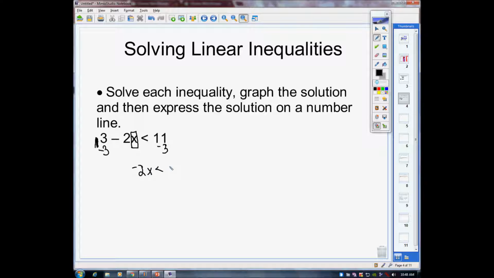Perfect. Now we divide by negative 2. Hopefully you remember from Algebra 1 when you did this the first time that when you multiply or divide by a negative number, you should flip this inequality sign. So now x is greater than, because I divided by a negative 2, you're going to have negative 4. So if you multiply or divide by a negative number, flip your inequality sign.